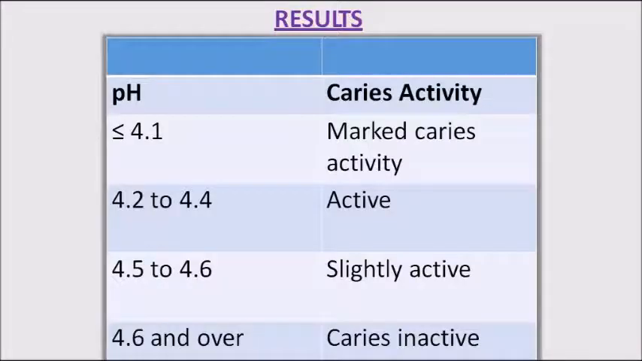Since we are measuring the ability to form organic acids, the result is that we are analyzing the pH. If the pH is less than 4.1, it is marked caries activity because it is highly acidic. If it is 4.2 to 4.4, active; 4.5 to 4.6, slightly active; and above 4.6, it is caries inactive.